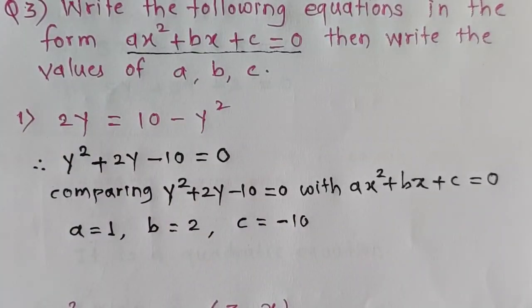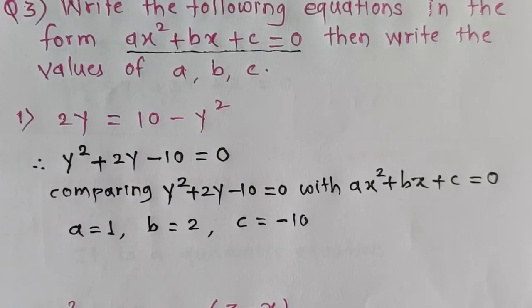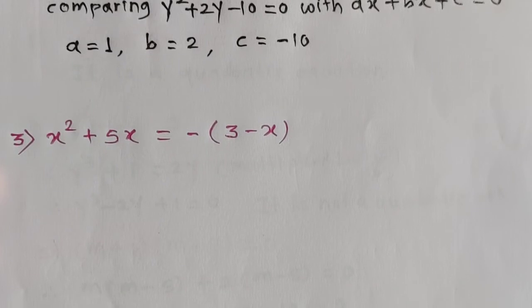So in this way we can write the values of a, b, c by comparing the given equation with ax square plus bx plus c is equal to 0. So first simplify that equation and write it in its standard form, and then compare with ax square plus bx plus c is equal to 0. So let us see the third sum from this question number 3.